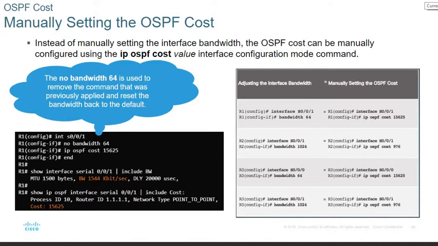OSPF cost: manually setting the OSPF cost. Instead of manually setting the interface bandwidth, the OSPF cost can be manually configured using the cost value interface configuration mode command. The no bandwidth 64 command is used to remove a command that was previously applied and reset the bandwidth back to the default.